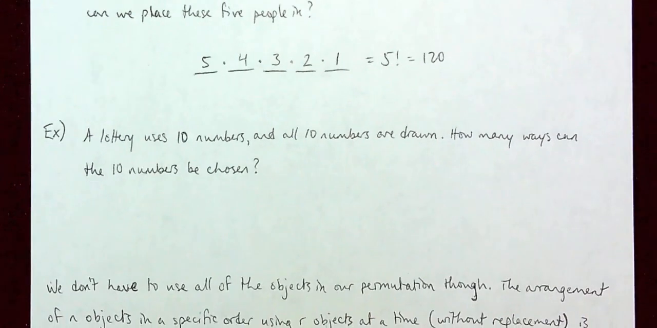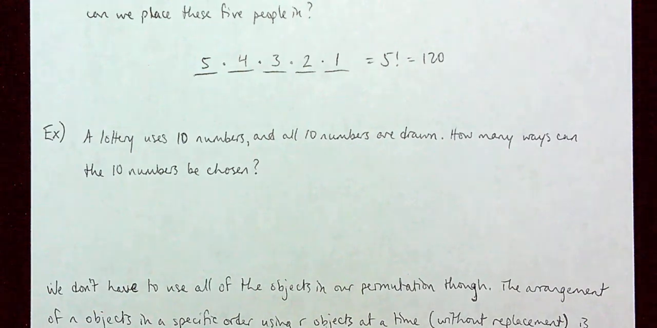Another sample problem here, perhaps a bit more appealing to some of us, hoping to purchase that magical lottery ticket and win millions and millions of dollars and not have to work ever again in our lives. Suppose that a lottery uses 10 numbers and all 10 numbers are drawn. They're not thrown back in. How many ways can the 10 numbers be picked?